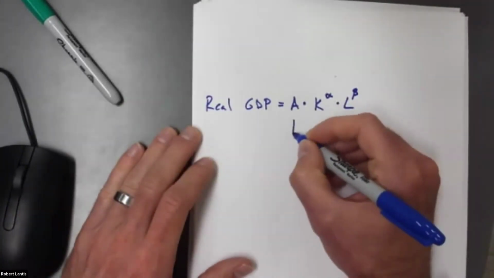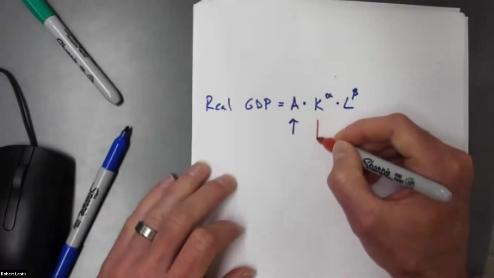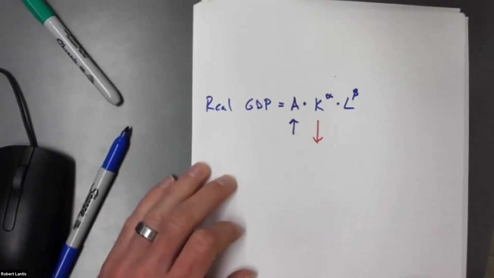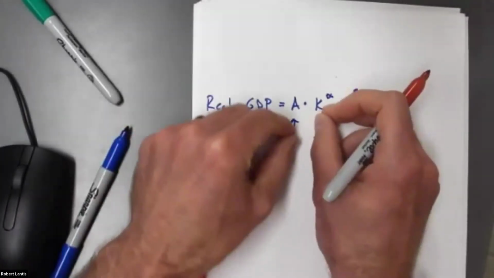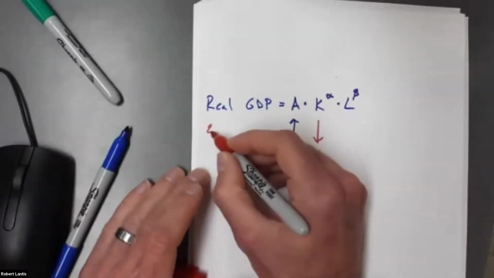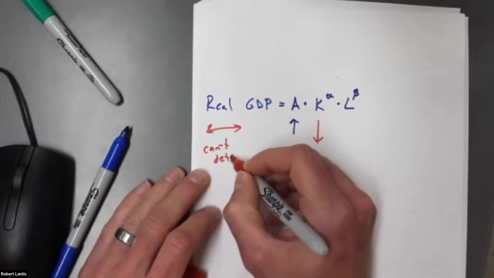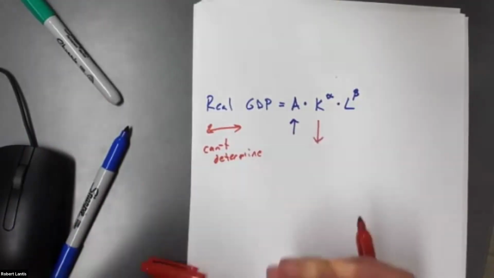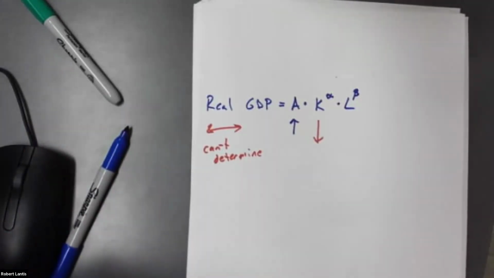So if I see an increase in total factor productivity, but at the same time, investments into capital go down, I would need to know which one is a relatively larger change, or which of these values would be larger. So here, the answer would be, I can't determine, right? These changes are pushing my real GDP in opposite directions, and so I don't really know what's going to happen to real GDP.